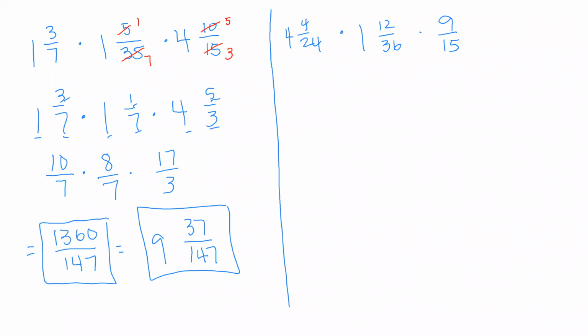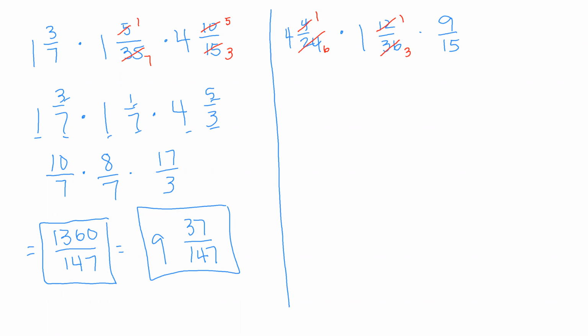So I notice in the first mixed number, 4 and 24 have a 4 in common. So 4 divided by 4 is 1. 24 divided by 4 is 6. 12 and 36 in the second mixed number have a 12 in common. 12 divided by 12 is 1. 36 divided by 12 is 3.